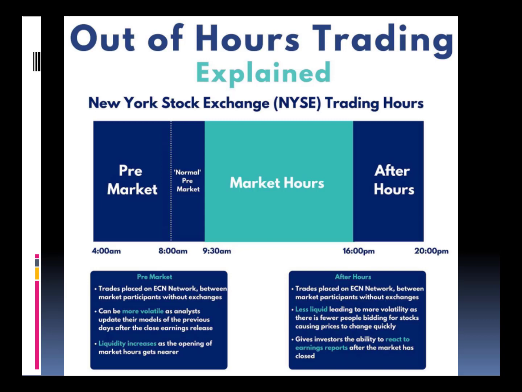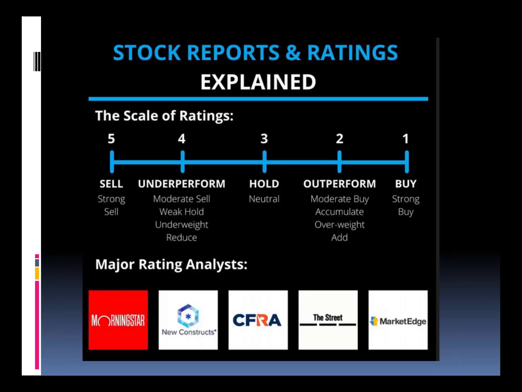So pre-market trades are placed on an ECN network between market participants without exchanges. It can be more volatile as analysts update their models from the previous day. There is less liquidity, but the liquidity increases as the market opening gets nearer. Then we have the after hours. Trades are placed again on the same network. Less liquid, leading to more volatility as there are fewer people bidding for stocks, causing prices to change very quickly. It gives investors the ability to react to earnings reports after the market has closed, especially in earnings season.